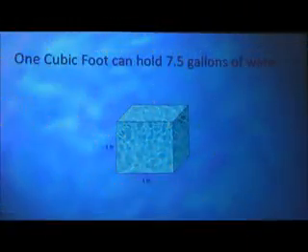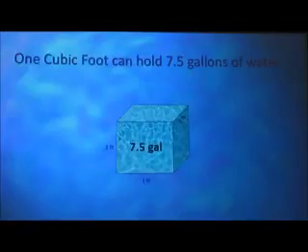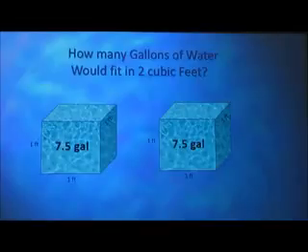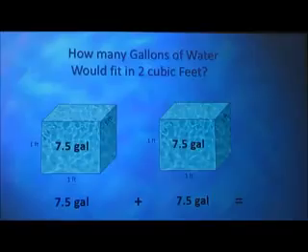1 cubic foot can hold 7.5 gallons of water. For every cubic foot of area, each one can hold 7.5 gallons. If you had 2 cubic feet, each one holding 7.5 gallons, you would have a total of 15 gallons.